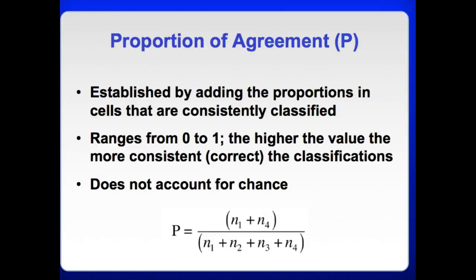Proportion of agreement is established by adding the proportions that are consistently classified. It ranges from 0 to 1. The higher the value, the more consistent the classifications are. It does not account for chance.